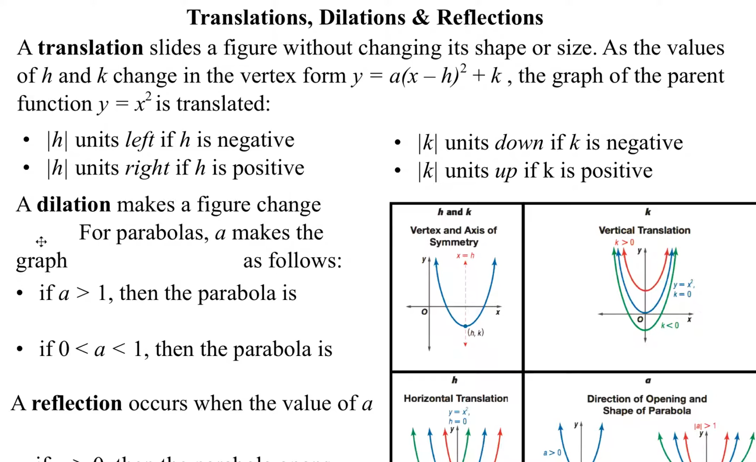A dilation actually makes the figure change its shape. And the variable a makes the graph wider or narrower. So if we have a value of a, so if there's a number in front of this x minus h squared term, if that number is a whole number bigger than 1, that makes the parabola get narrower, just the opposite of maybe what you might think. It makes it thinner or narrower. But if the number is a fraction or a decimal between 0 and 1, greater than 0 but less than 1, it actually makes it get wider.